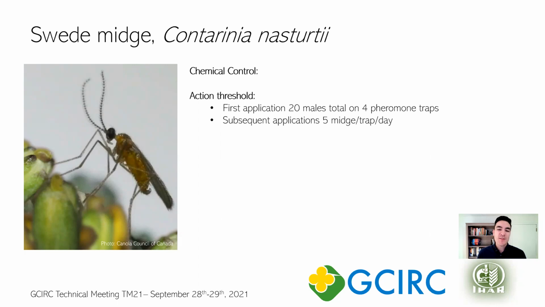Again, here the action threshold is based off of pheromone trap capture. The first application of a foliar insecticide occurs once 20 total cumulative males have been captured on a pheromone trap within the field. Subsequent applications are recommended at 5 midge per trap per day, and of course, following the recommended intervals between insecticide applications. Unfortunately, under really high populations, this can lead to several applications of insecticide throughout the growing season.